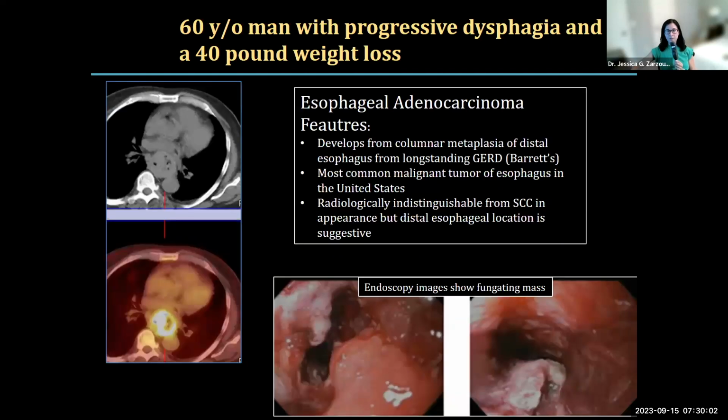Adenocarcinoma develops from columnar metaplasia of the distal esophagus and can occur from longstanding gastroesophageal reflux. It's the most common malignant tumor of the esophagus in the United States. And on barium swallows, we can't distinguish it from squamous cell carcinomas, but the distal esophageal location suggests adenocarcinoma. But ultimately, this will require endoscopy and biopsy for confirmation.